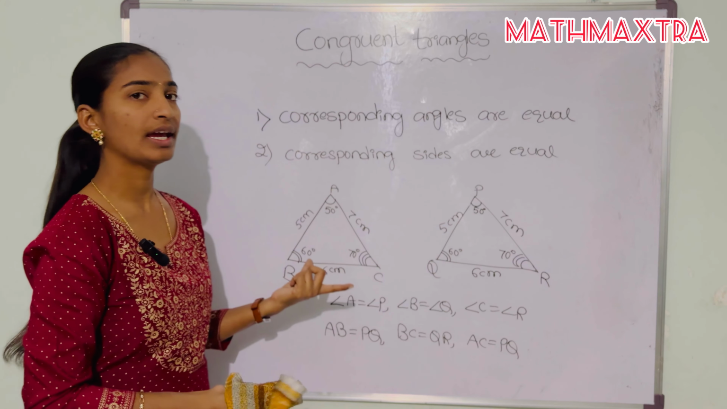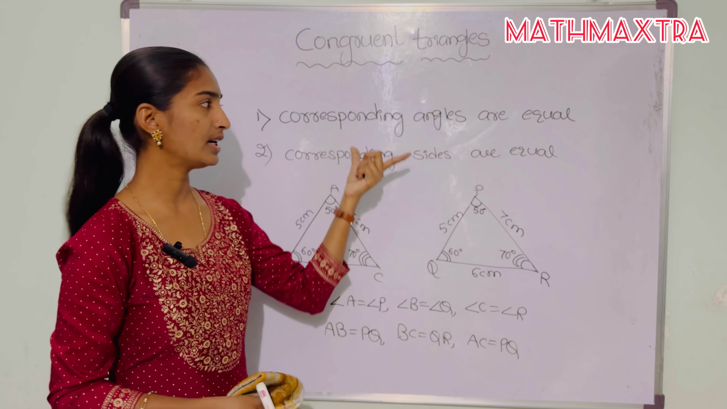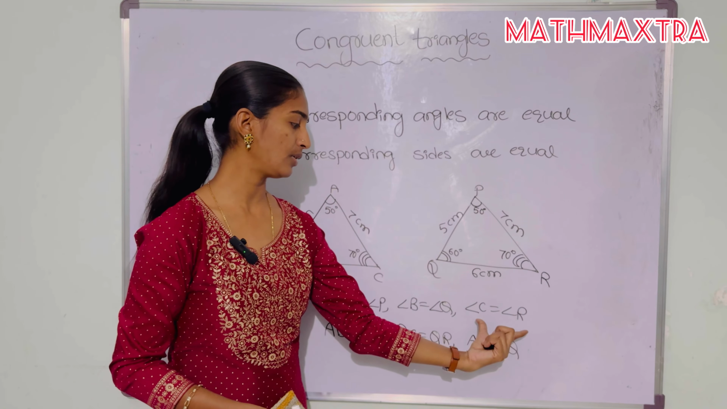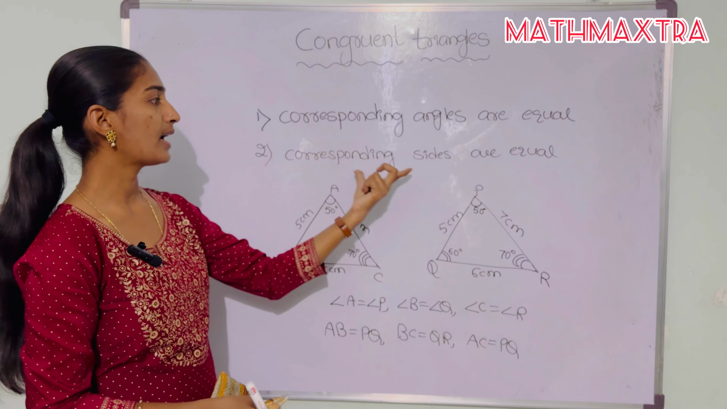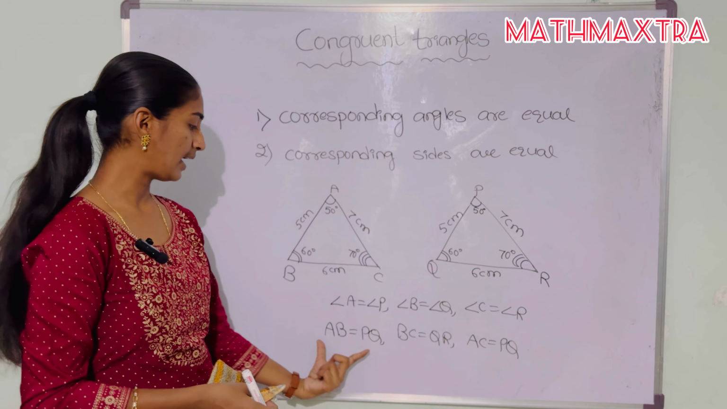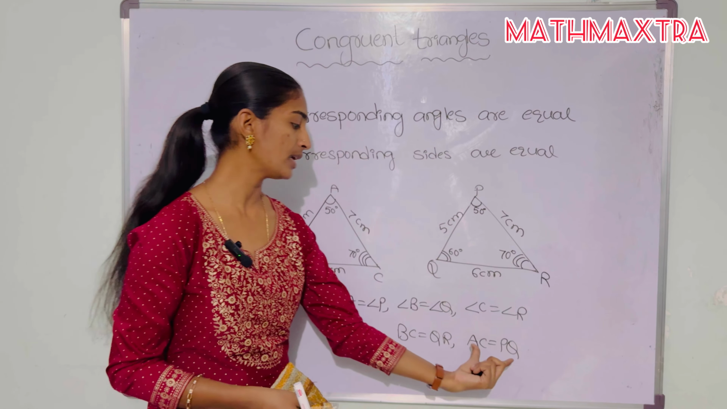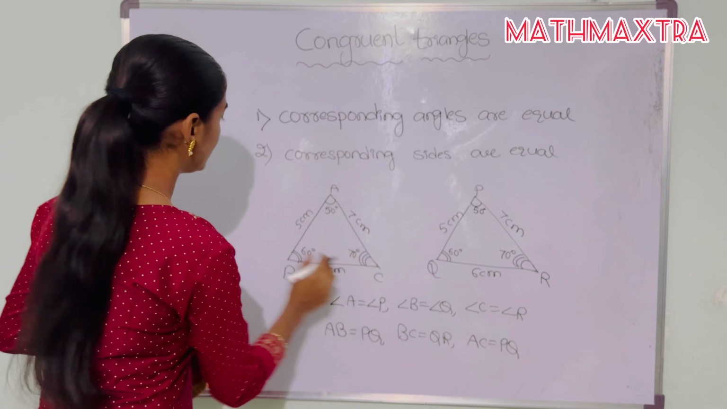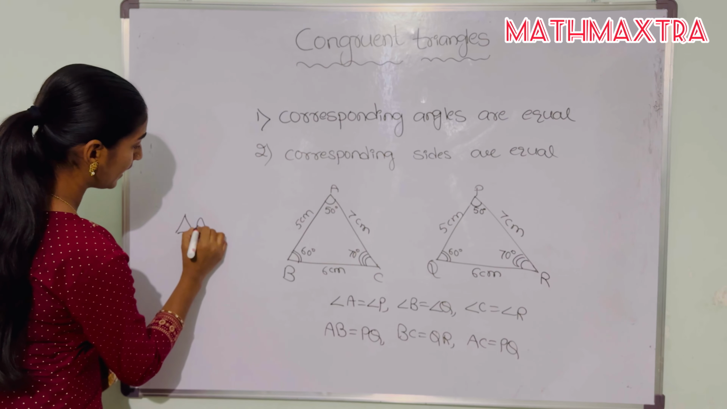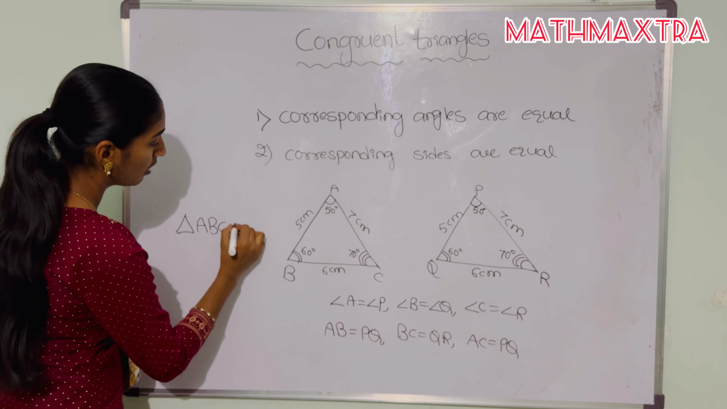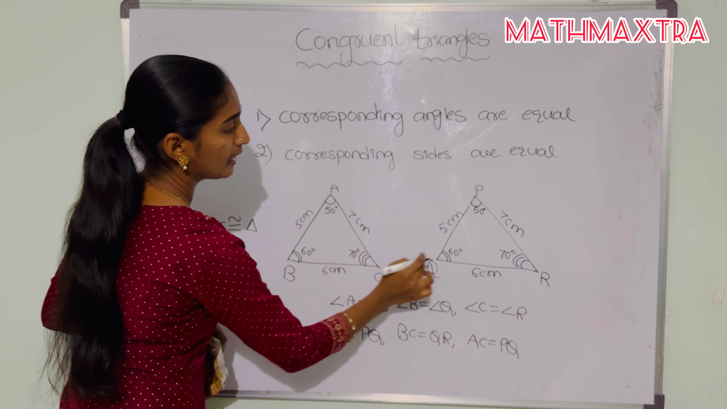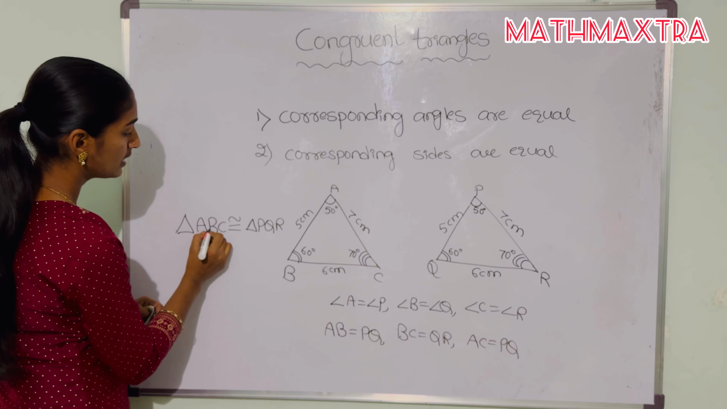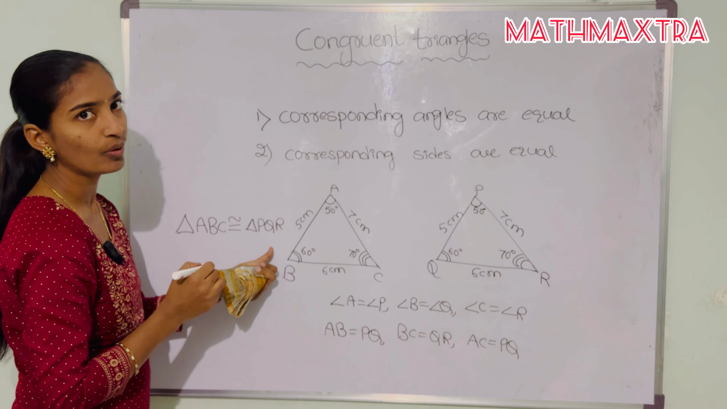If any two triangles follow these two conditions, that is, corresponding angles are equal, like angle A is equal to angle P, angle B is equal to angle Q, angle C is equal to angle R, as well as corresponding sides are equal, like AB is equal to PQ, BC is equal to QR, AC is equal to PR, then we can say triangle ABC is congruent to triangle PQR. This sequence of writing is very important.